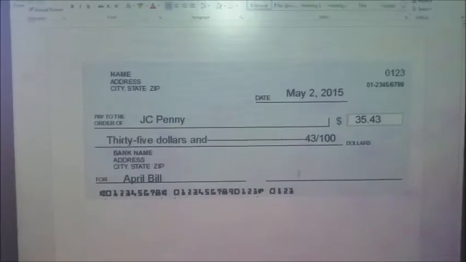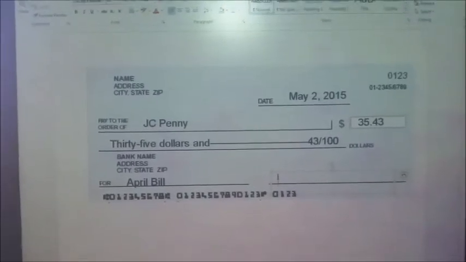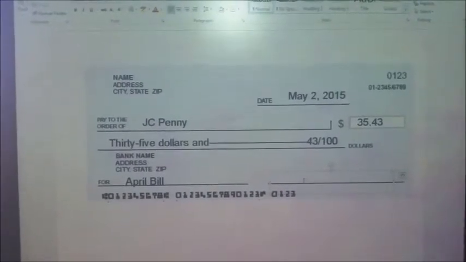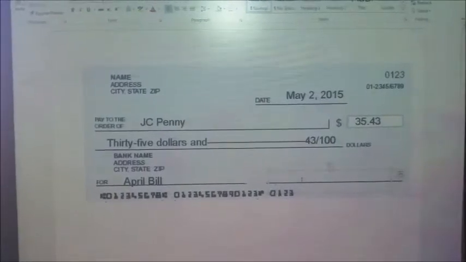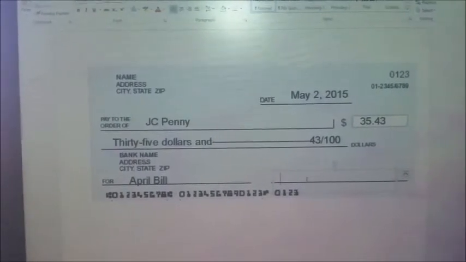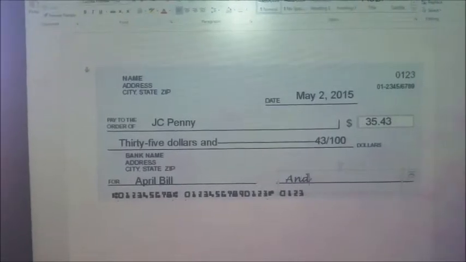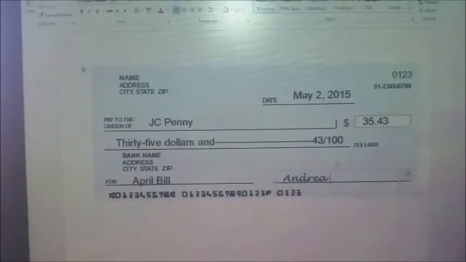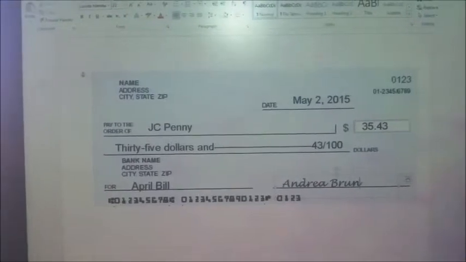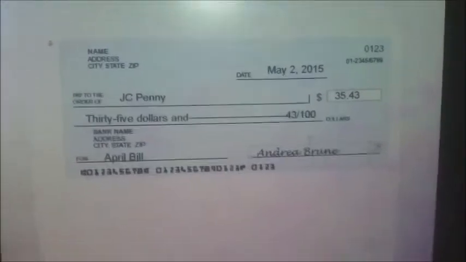The very last thing you should do on a check is sign it. When you open a checking account, you will sign a signature card, and this is the signature that you will use on all your checks. This is how the banks can prove it is you if anyone questions it. Your signature can be anything that you choose, but you should make sure that it is not easily duplicated.